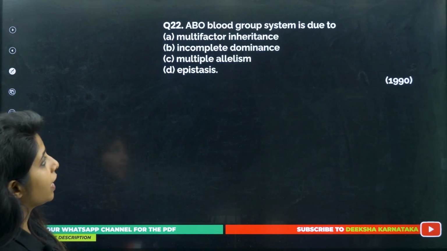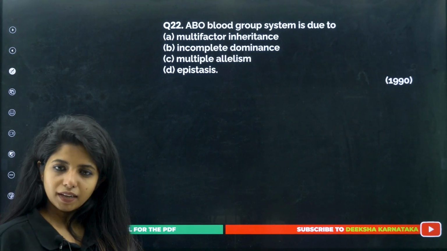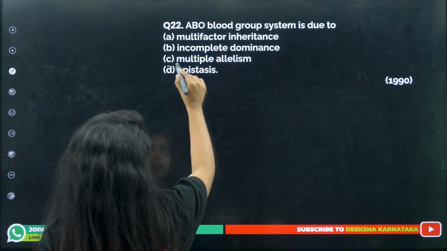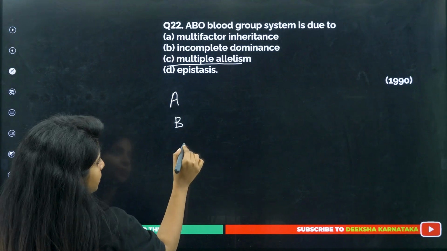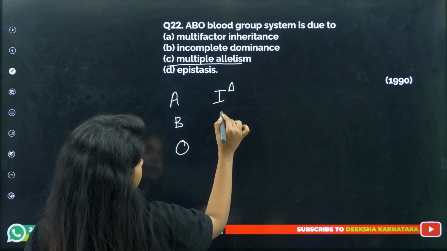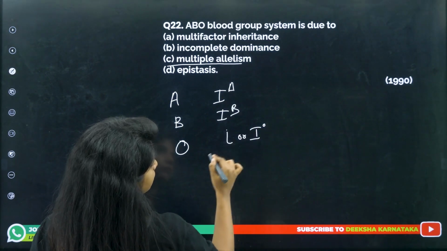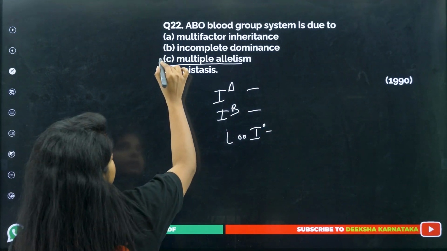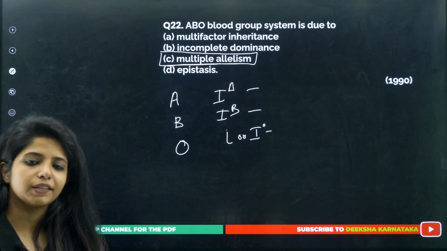2015 question. Going ahead, the ABO blood group system is due to: multifactor inheritance, incomplete dominance, multiple allelism, or epistasis? It is multiple allelism. A, B and O blood groups have multiple alleles, children. One allele is IA, the other is IB and the other is IO. So three alleles are responsible for blood group, which is why it shows multiple allelism. Okay, 1990 question, it's a very easy question.